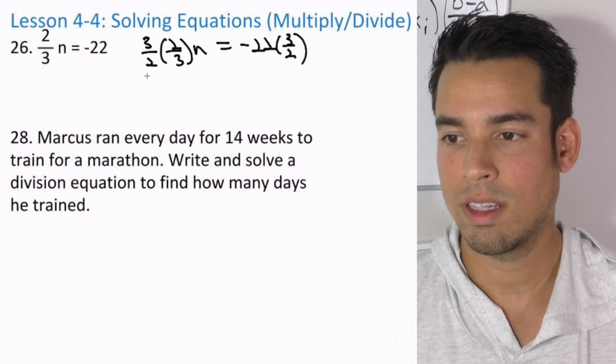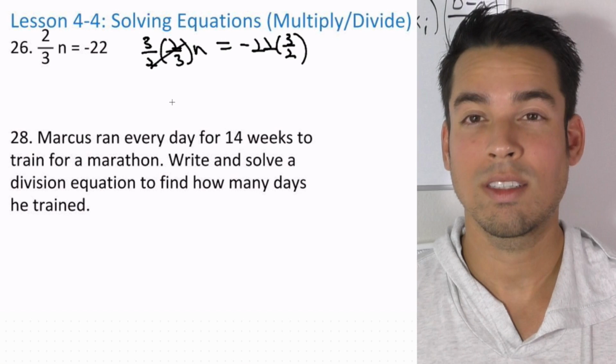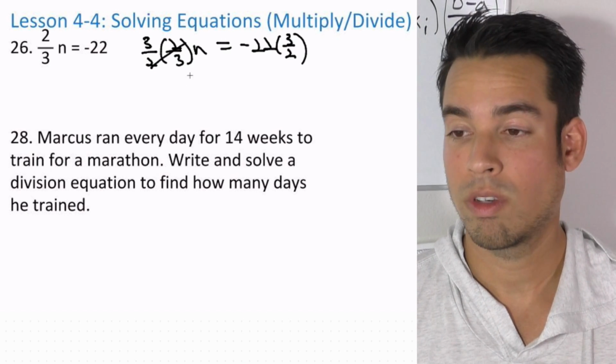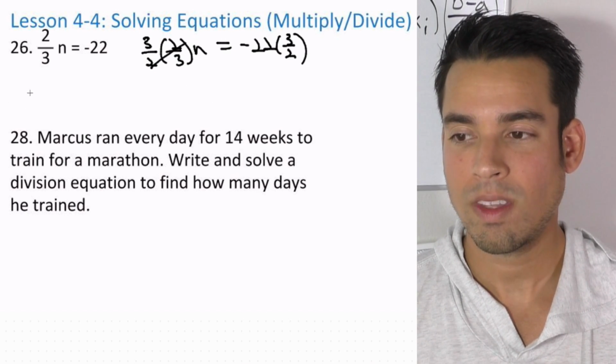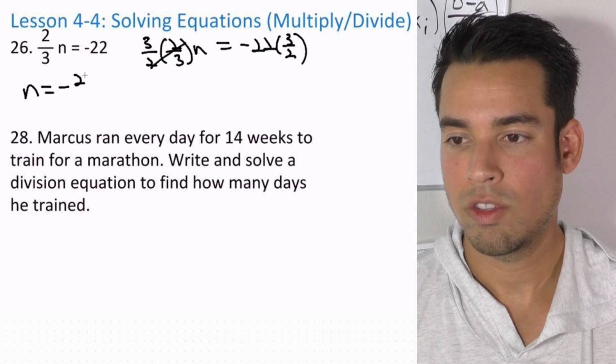Now the nice thing about this, these guys cancel out. 3/2 of 2/3 is just 1. That's the beauty of multiplying by reciprocal. You turn it into 1, you get rid of it. Now we've got n equals negative 22 times 3/2.